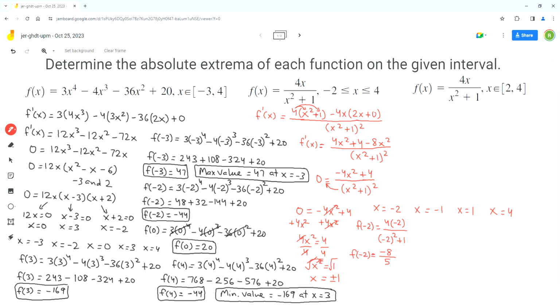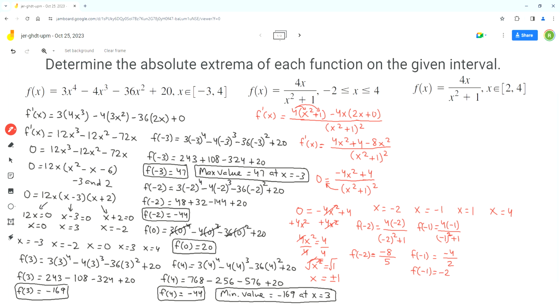Now we'll do the analysis for x equals negative 1. So f at negative 1 is equal to 4 times negative 1 over negative 1 squared plus 1. So this can be simplified too. So 4 times negative 1 is negative 4 over negative 1 squared is 1. 1 plus 1 is 2. So we get f at negative 1 equals negative 2.